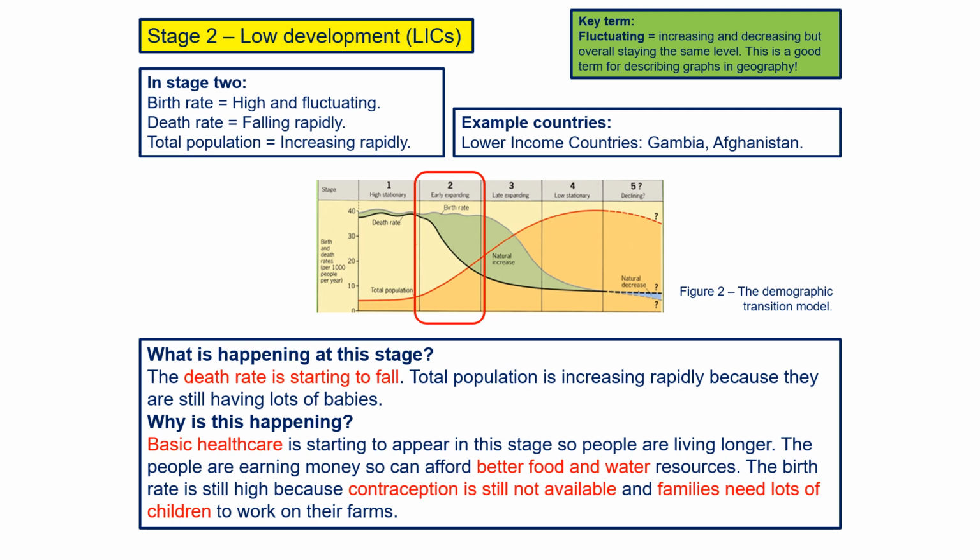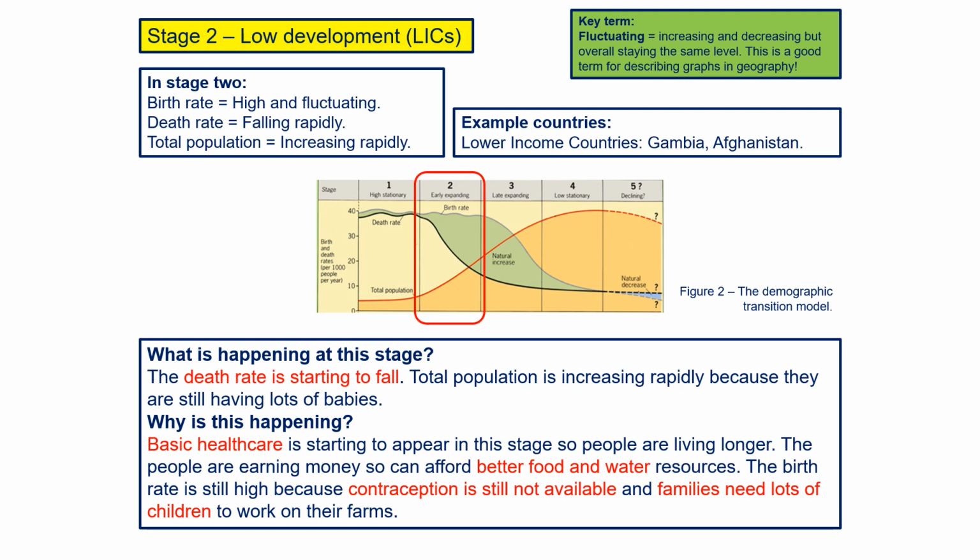This is because large proportions of population in LICs are living in rural areas and they're farmers, so this means people have large families in order for children to work on the farm. In addition, there is also a lack of contraception still. So stage 2, summary, birth rate high as people have large families to work on farms.